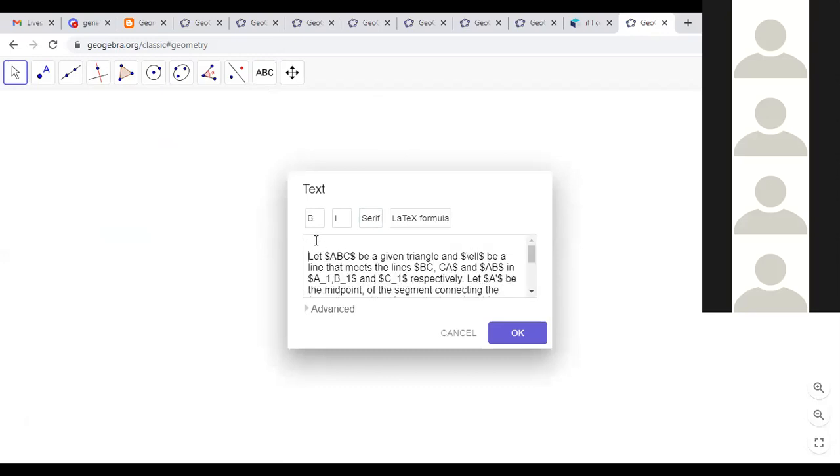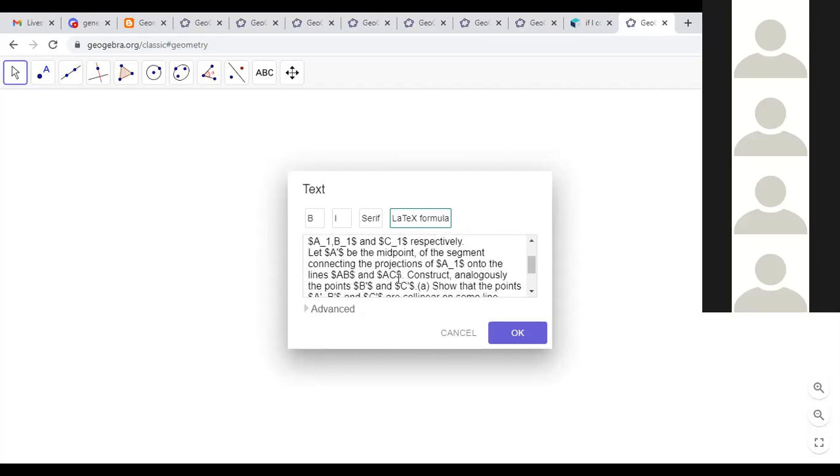So this is Balkan Math Olympiad Shortlist 2010. All right, so we have a triangle ABC.